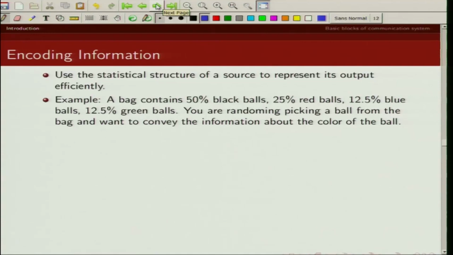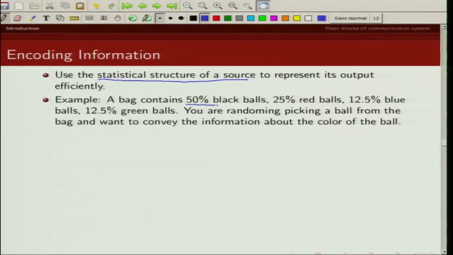Now let us take a very simple example to illustrate how we can do encoding of information. As I have written here, we are going to use the statistical structure of the source to represent the output efficiently. Now what do I mean by statistical structure of the source? Clearly, if we are interested in source compression, we should try to represent outcomes which are occurring more frequently with a lesser number of bits, and outcomes which are happening with less probability, we should use more number of bits to represent.